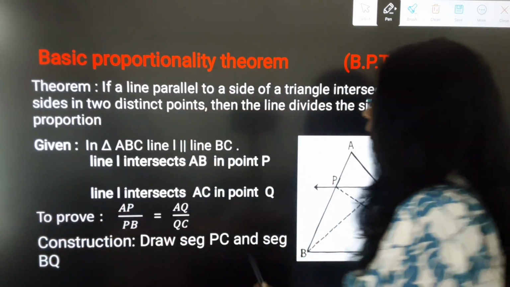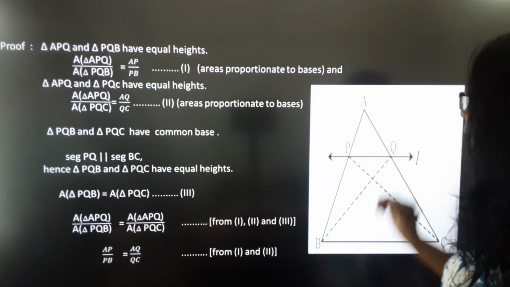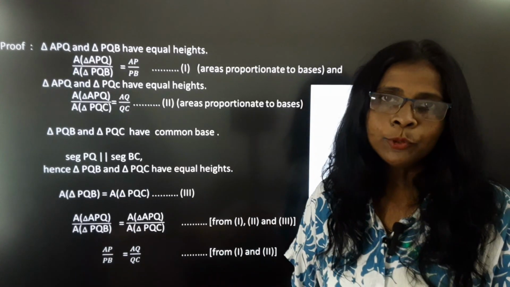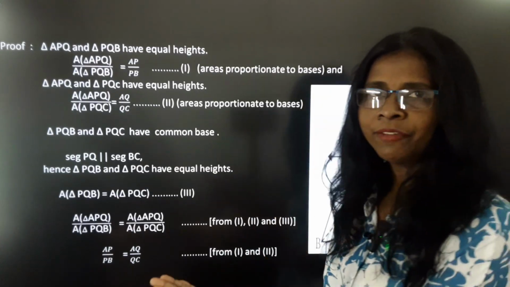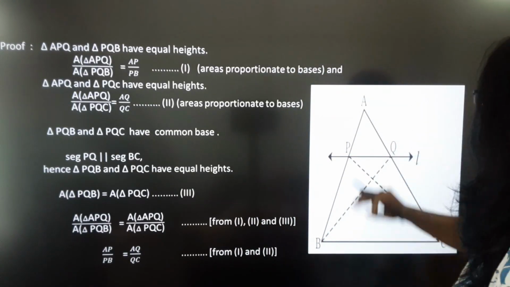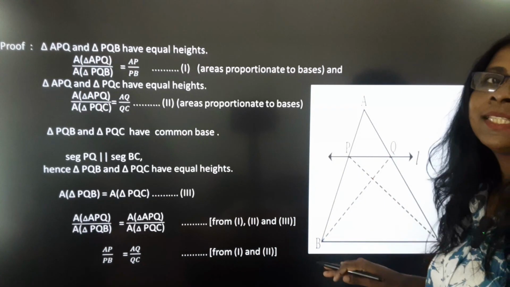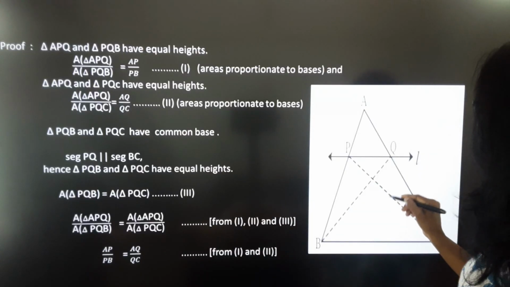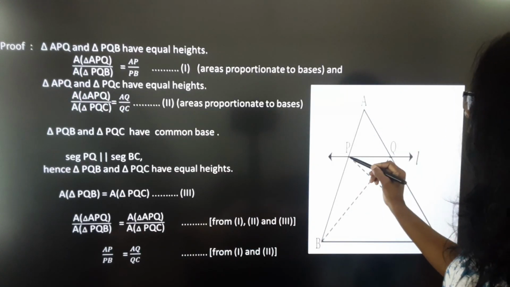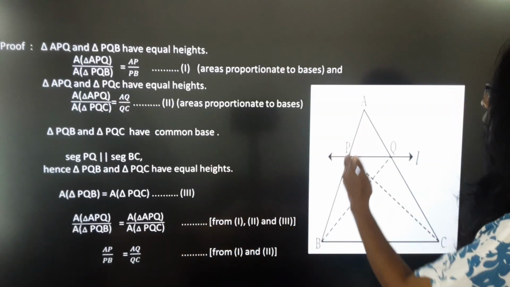Okay, so now the proof. Students, we divide the proof in three parts. From the left hand side of the figure, take two triangles; on the right hand side of the figure take two triangles; and at the lowest side of the figure take two triangles. So the first part: take triangle APQ and triangle PQB on the left hand side, and they have equal heights.